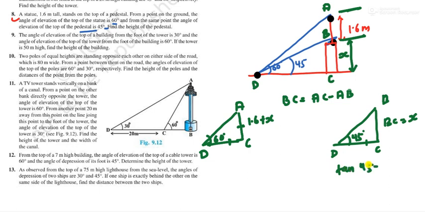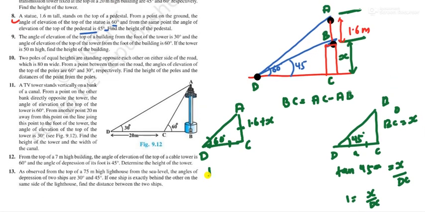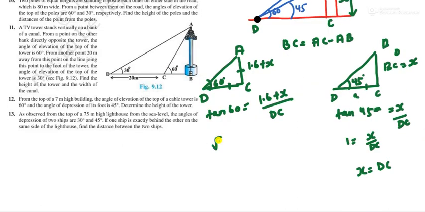So use this formula. Tan 45 is equal to, I will write directly, O by A. O is this and this is A. It is x by how much? DC. Tan 45 is 1. So x by DC, what is x? x will be equal to DC. Now again substitute in this. So tan 60 is equal to O by A. O is 1.6 plus x, by, again here, DC. What is tan 60? It is root 3, which is equal to 1.6 plus x by DC.